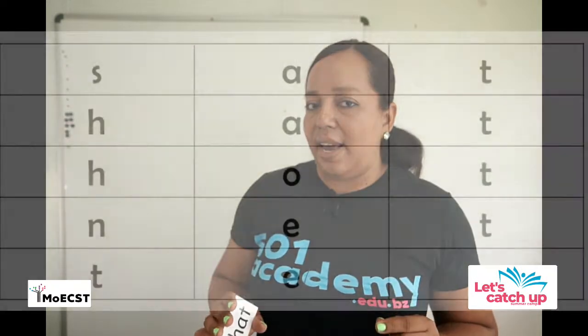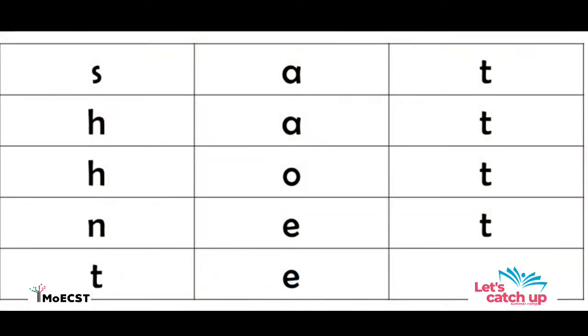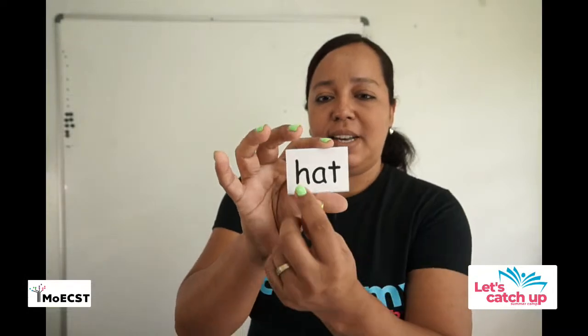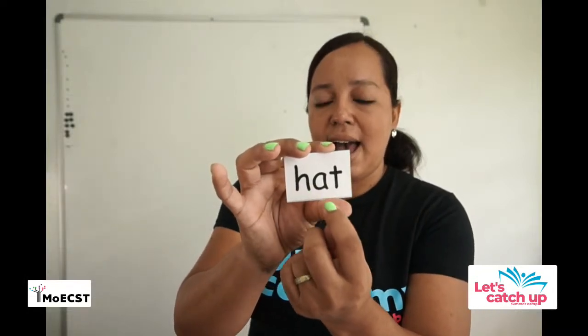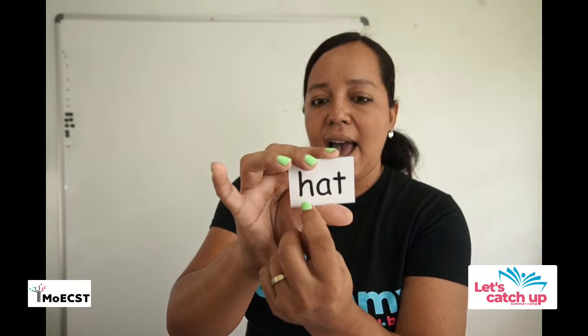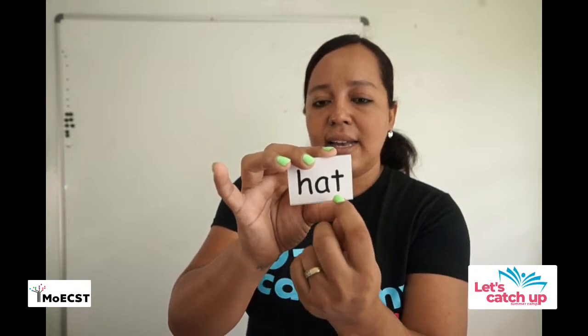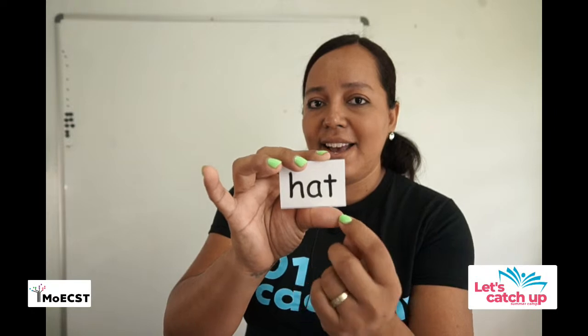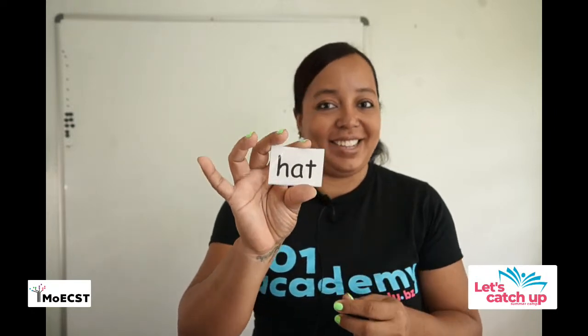Now, let's blend those letters together. H says h, A says ah, and our letter for today, T says t. Very good, boys and girls. Ha, a, t, hat. What word is that? Hat. Wow, exciting. Very good, boys and girls.